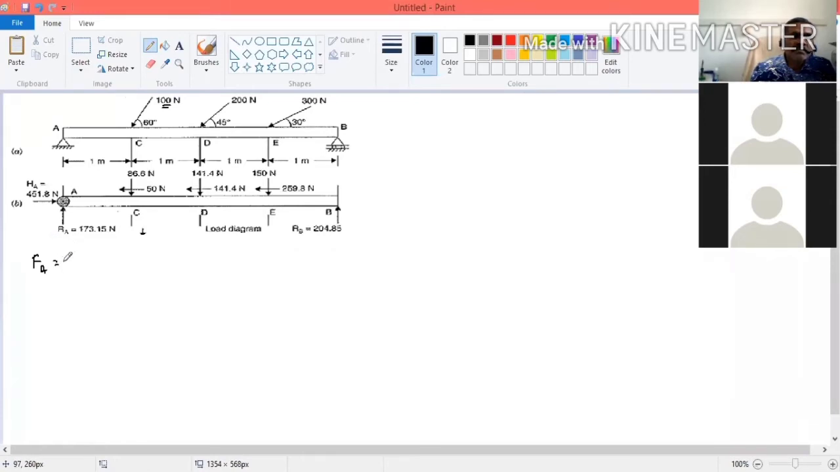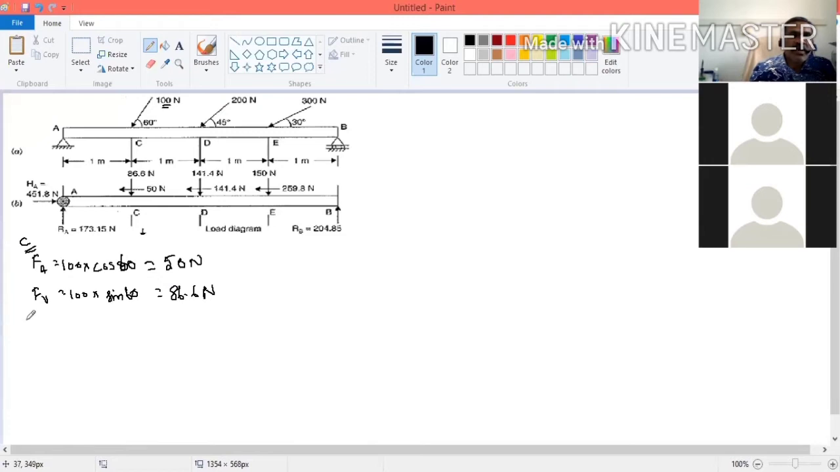That is 100 into cos theta. What is the value of theta? It is 60 degree. It will give the horizontal force. What is the value? It is 50 newton. And if you find the vertical force, that will be 100 into sine 60. So what will be the value? 86.6 newton. Similarly, for each force, this is the force at point C.